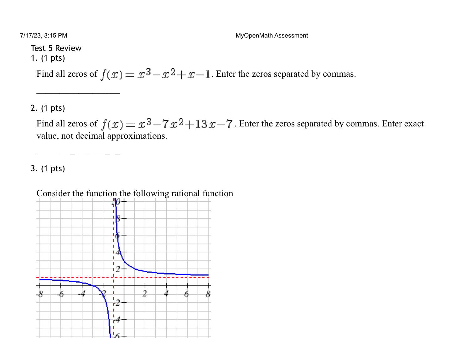This is the test 5 review. So the first one: find all zeros, enter the zeros separated by commas.